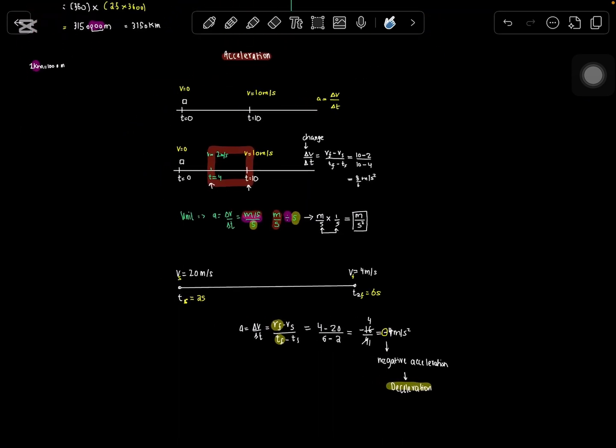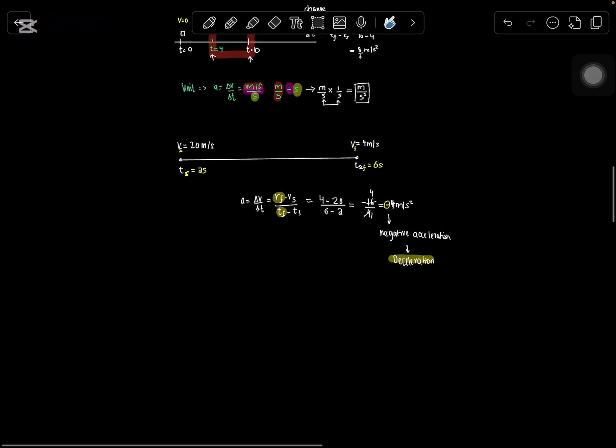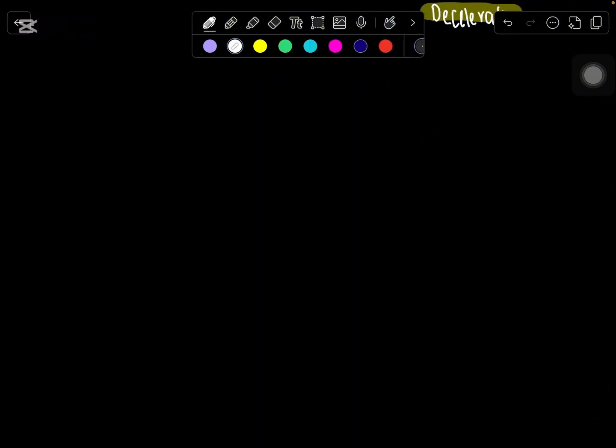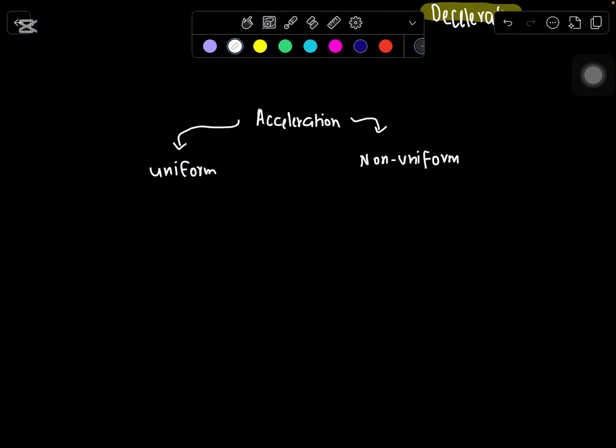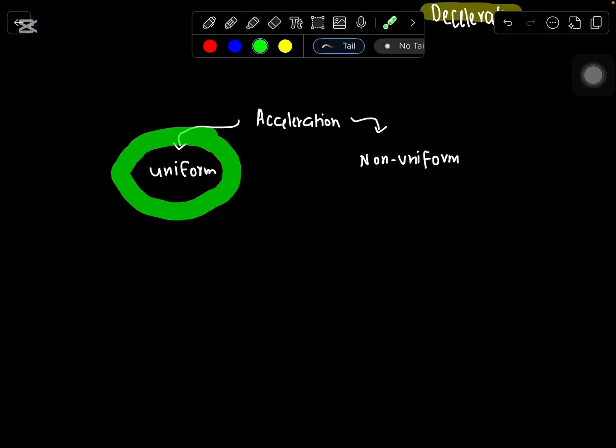Let's expand on the idea of acceleration and look at its categories. Now, I want you to remember two types of acceleration: uniform and non-uniform. The easiest way to remember it is that a uniform is same for everyone, right?